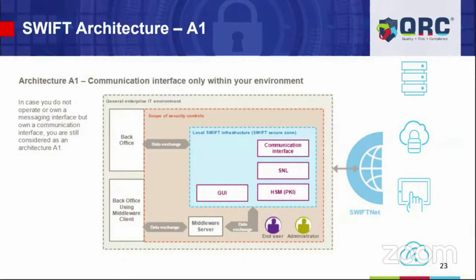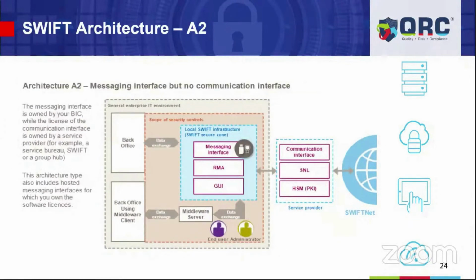In such a case we can also consider this A1. A2 is where the communication interface is not at all under your control. It is provided by some other service provider or service company, and you only communicate with them, having only a local messaging interface but no communication interface. In such a case, it is considered an A2 architecture.